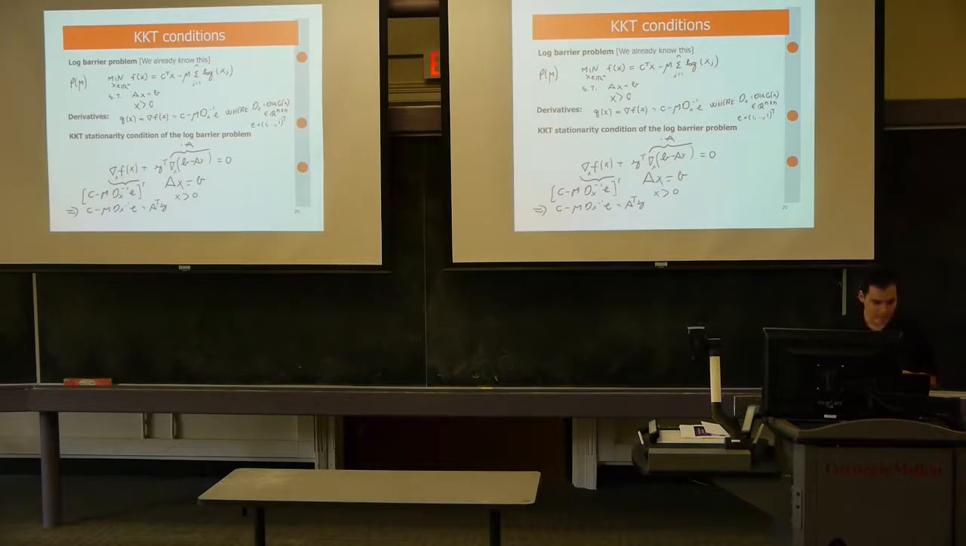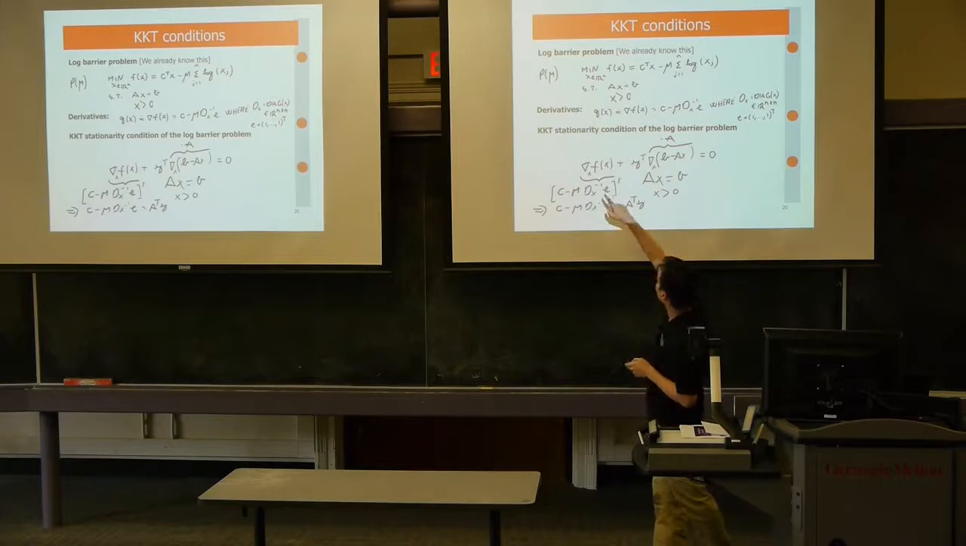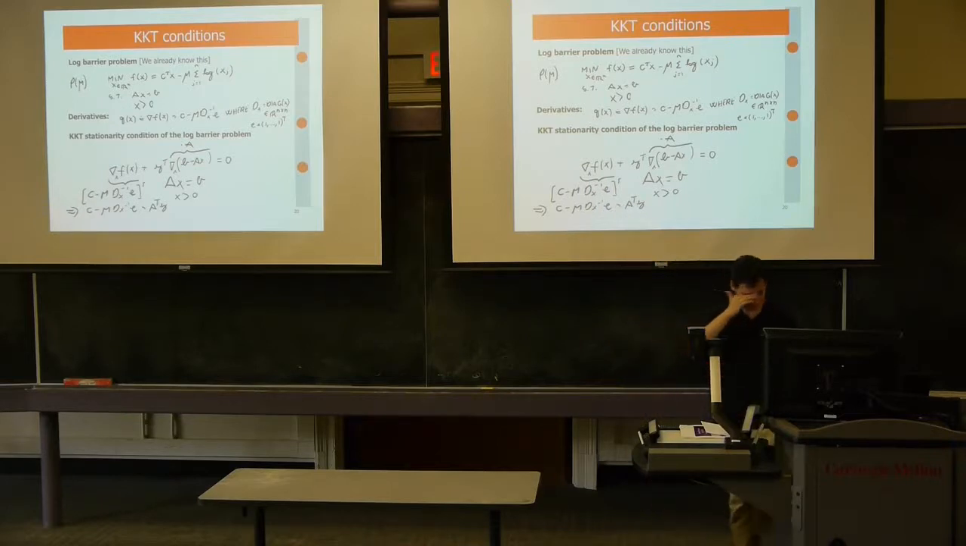We calculated the derivative of our new objective, which was, it doesn't help if I point on my laptop screen, right, this: C minus mu X inverse E. I hope you remember the notation. I don't want to define them again. According to the KKT stationarity condition, this C minus mu X inverse E has to be A transpose Y at the optimum.